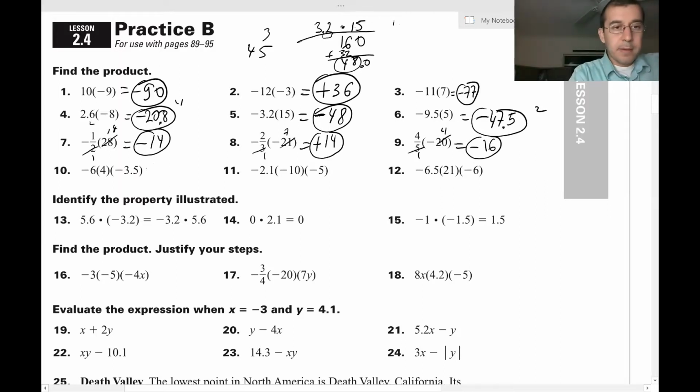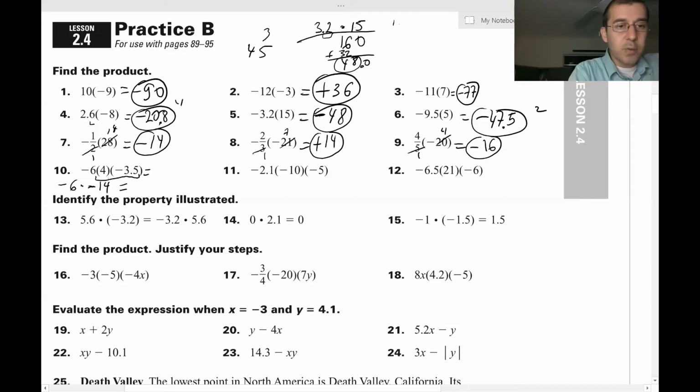Number 10. We have three numbers, right? Minus 6 times 4, and then times minus 3.5. So let's do 4 times minus 3.5 first. So we have minus 6, that one stays, and then we're going to do 4 times minus 3.5. We have two numbers with different signs, so minus is the product, and then 4 times 3 is 12. 4 times half is 2. 12 and 2, 14. So minus 14 is the answer.